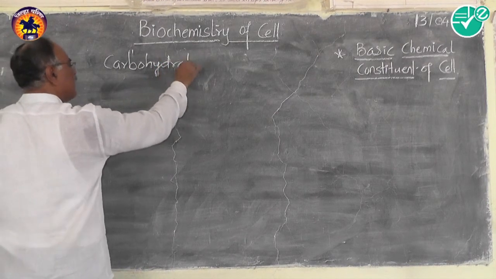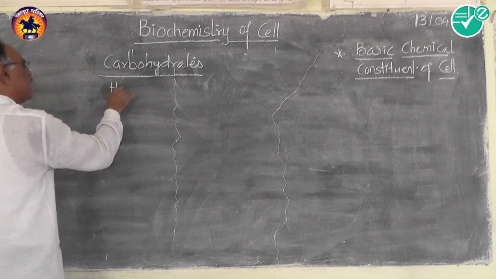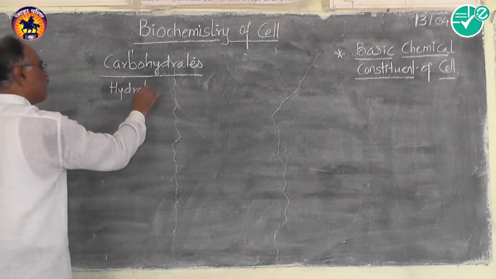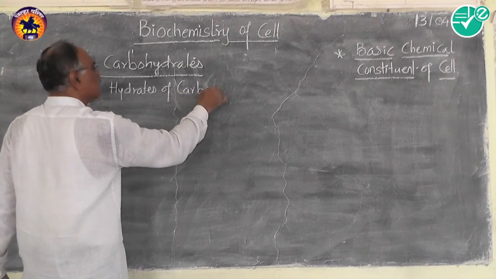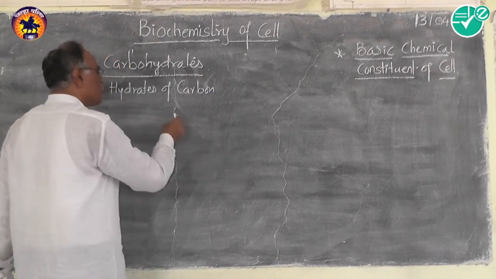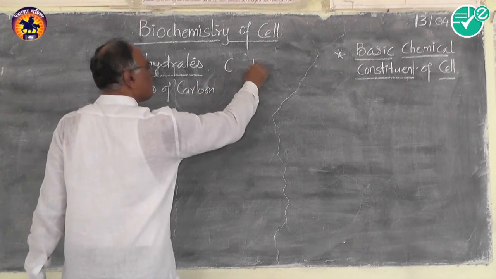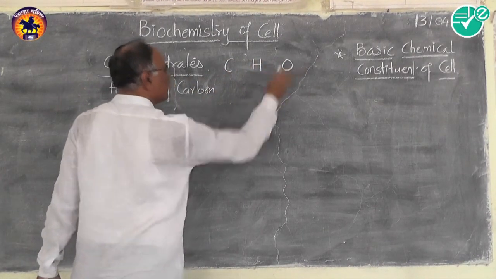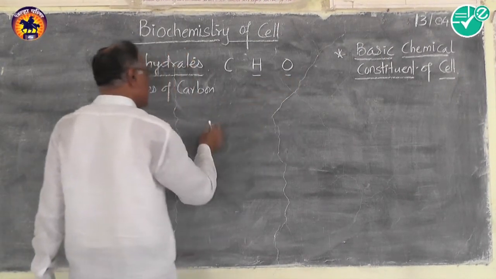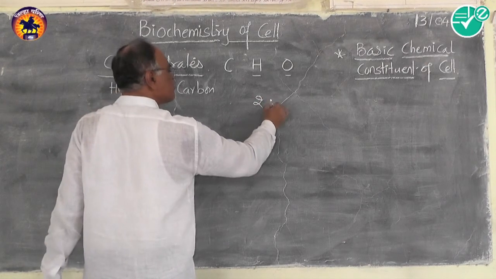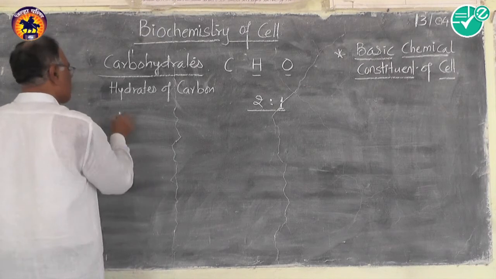These carbohydrates, simply, are the hydrates of carbon. In these carbohydrate molecules, what we are observing is that they are made of carbon, hydrogen and oxygen. The ratio of hydrogen and oxygen is always 2:1, which we find in the case of water.